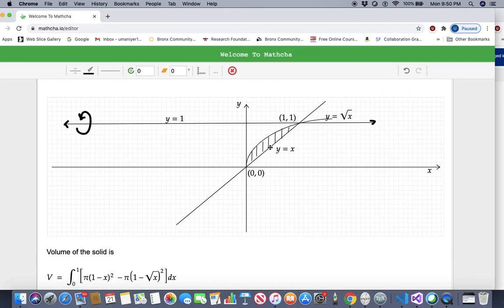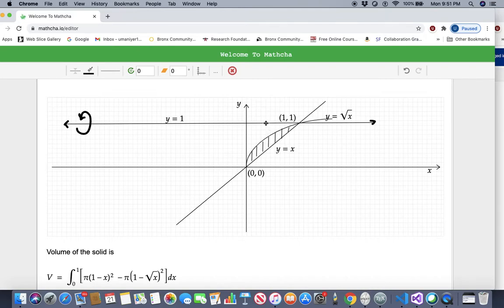Now, when you rotate it about the line y equals 1, you're going to have vertical cross sections. Your x is going to go from 0 to 1. You see, 0 to 1. You're taking integration with respect to dx because you have vertical cross sections, so each width is delta x. All right. Now what about the radius?